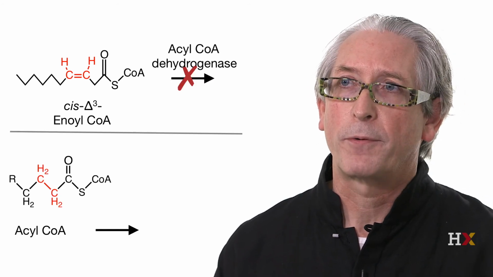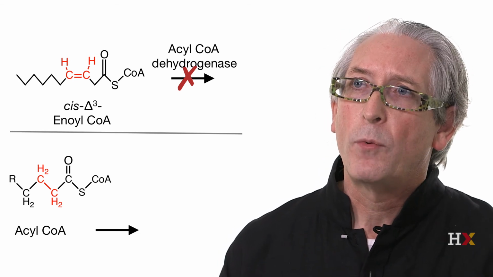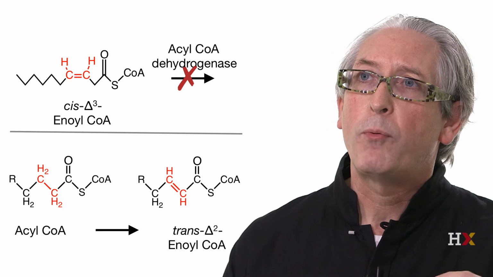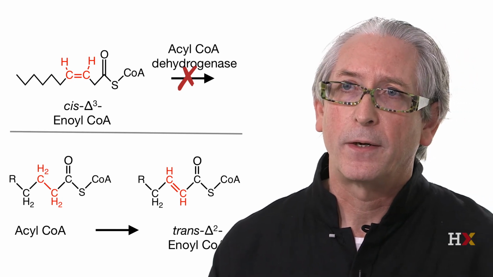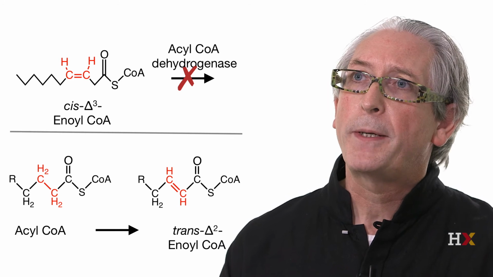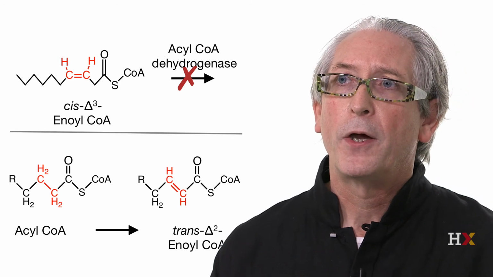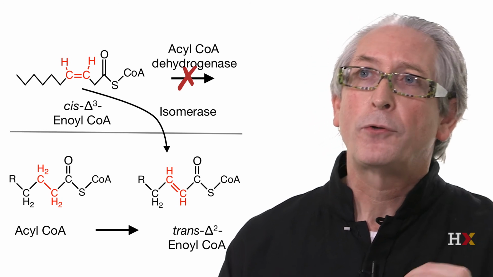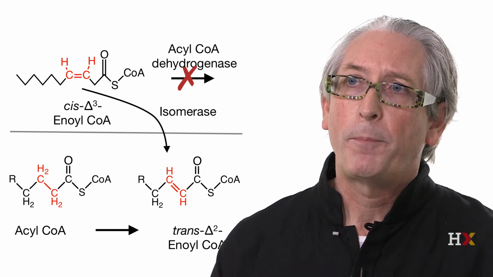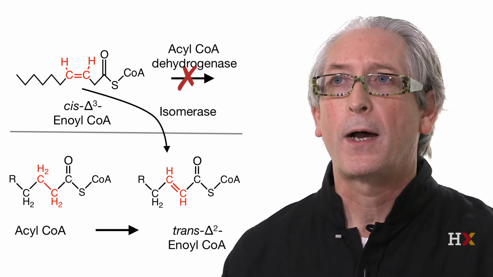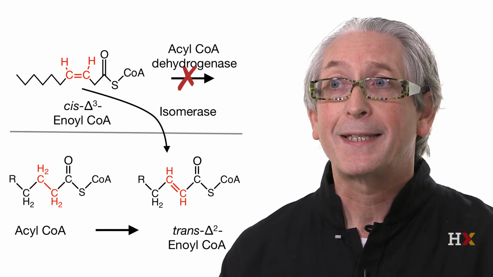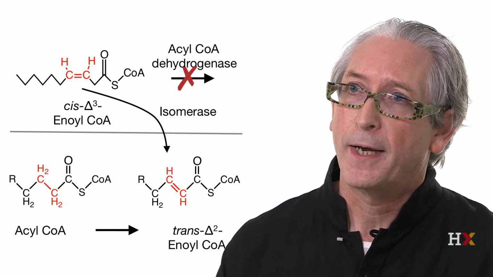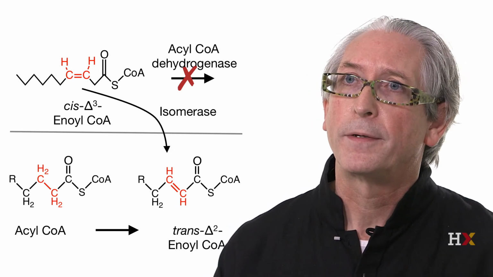The normal substrate is acyl coenzyme A, which is converted to trans-enoyl coenzyme A during step 1 of the beta oxidation cycle. Here, before beta oxidation can resume, an isomerase converts the cis-enoyl coenzyme A to trans-enoyl coenzyme A. Upon conversion, a new round of beta oxidation can start at step 2 instead of step 1 of the beta oxidation cycle. So our problem is solved.